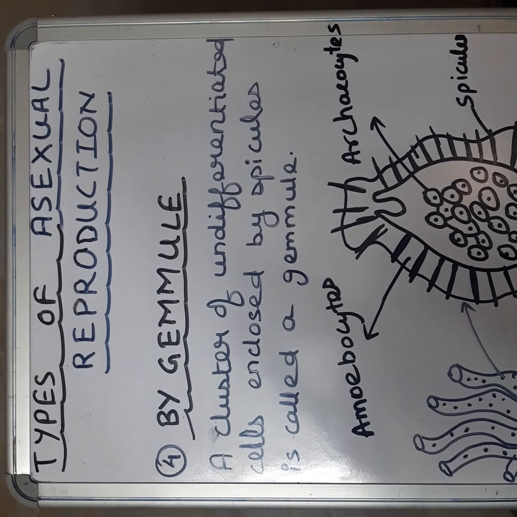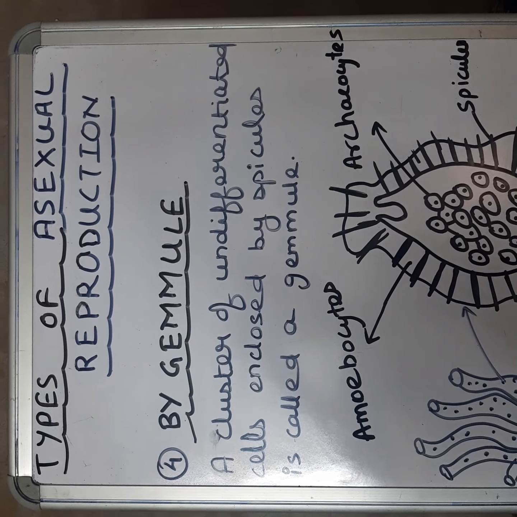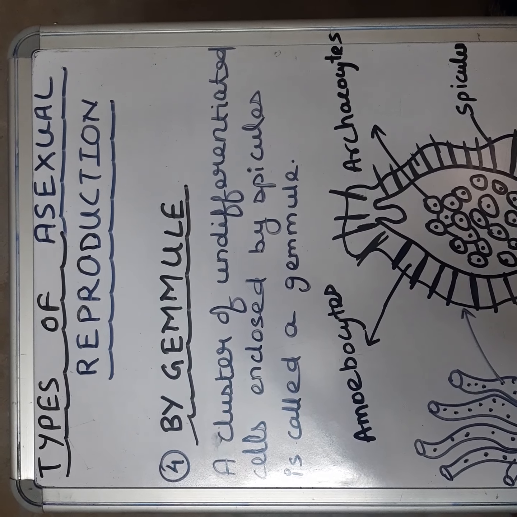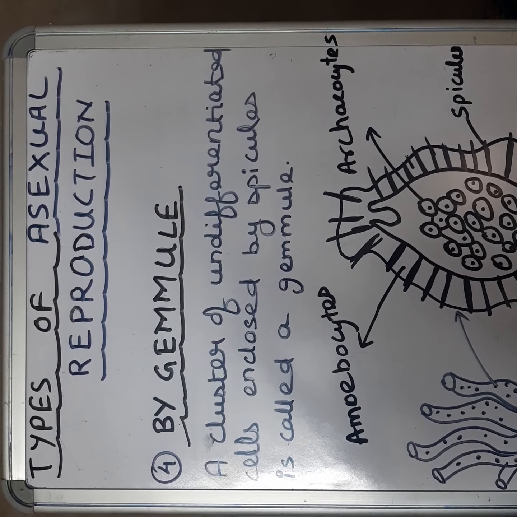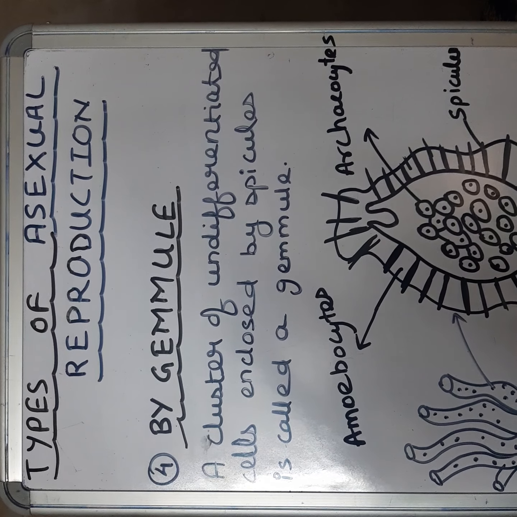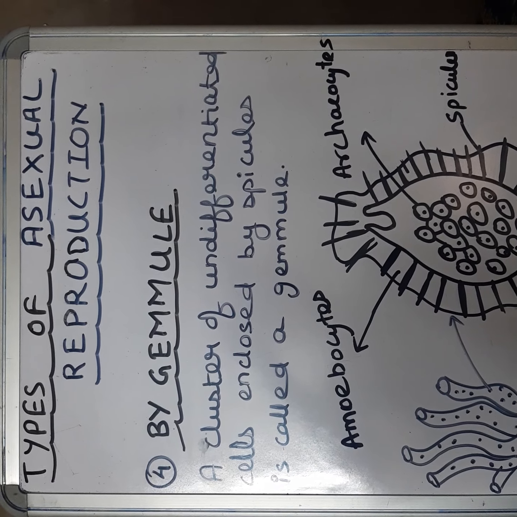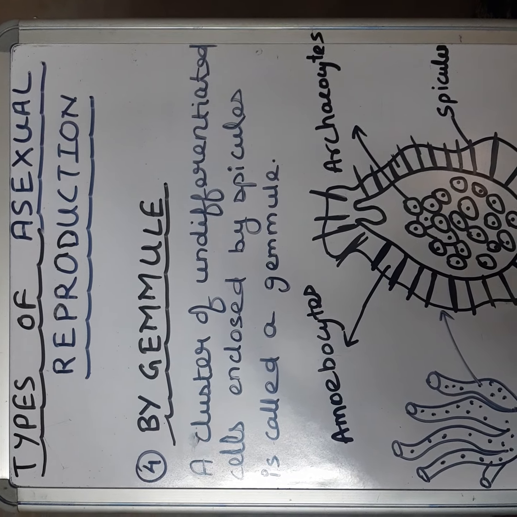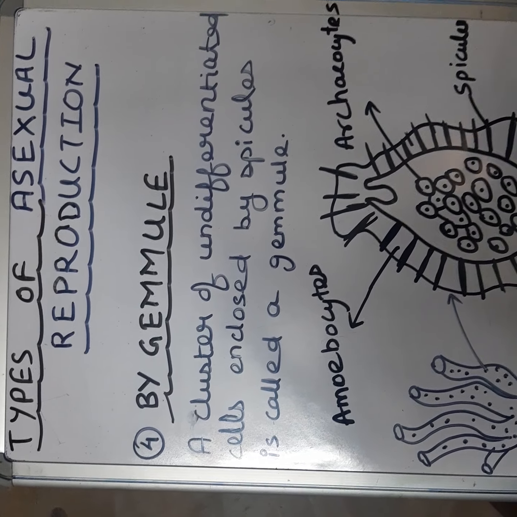Hello students. So moving forward, today we are going to study the fourth type of asexual reproduction, which is by gemule formation. As you can see, a gemule is a cluster of undifferentiated cells enclosed by spicules. As you can see the definition. Now I am going to explain to you what a gemule is.